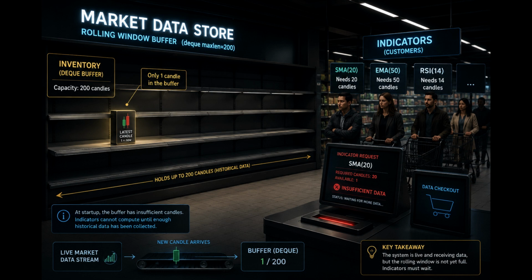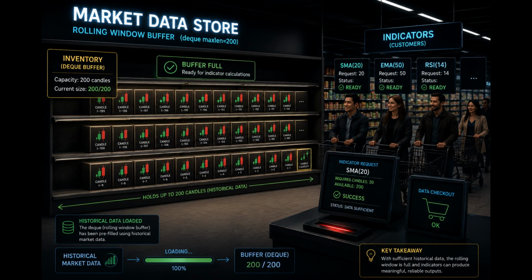Fortunately, no. Before a trading bot starts processing live market data, it can first request historical market data from the broker. That historical data is used to populate the market data store, giving your strategy an immediate view of the recent market before the first live candle even arrives.